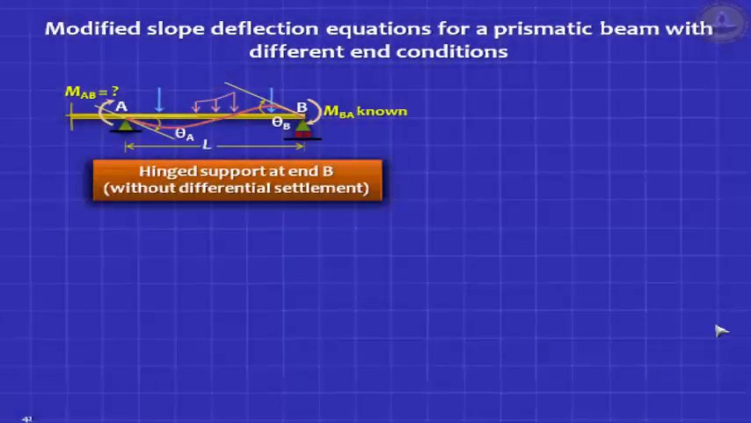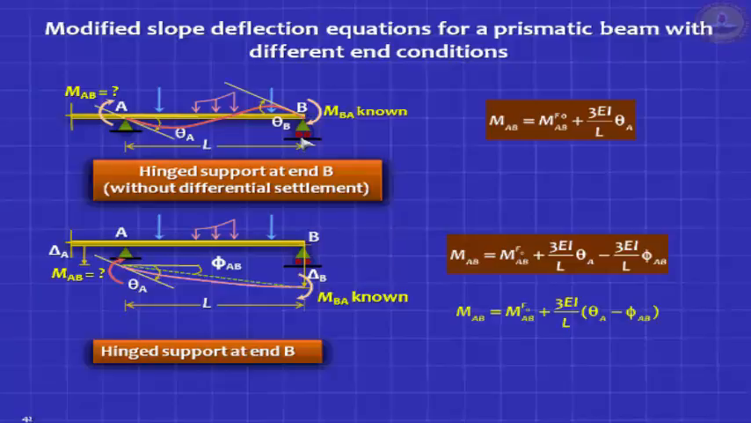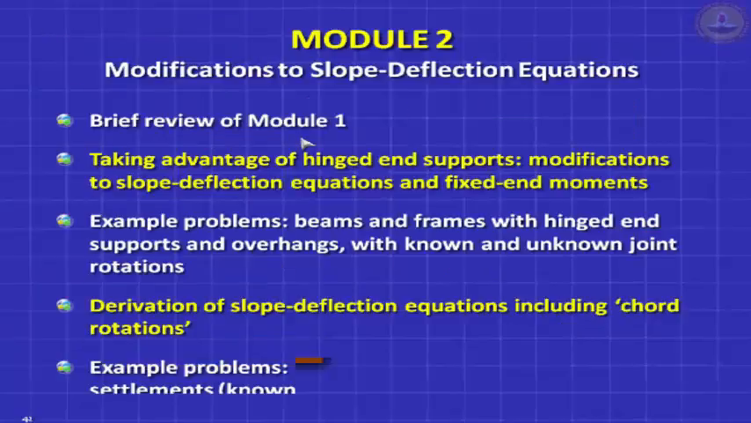What happens if one end, an extreme end, let's say end B, is hinged? Very simple. Without chord rotation, MAB is equal to MF naught AB plus 3EI by L into theta. With chord rotation due to differential settlement, an additional term comes: minus 3EI by L into phi. Very easy. Can't be easier than this. And you can similarly write what happens when the left end is hinged.